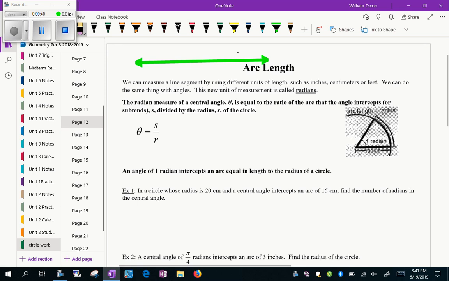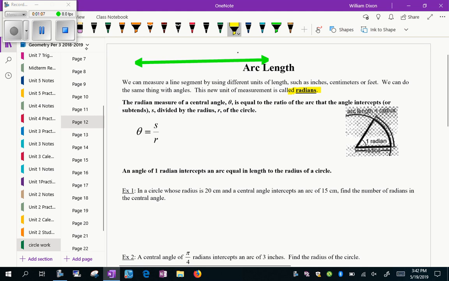Well, we've been talking about circles and we've been talking about angles. Well, there's a different way that we can talk about the angle of a circle, or the measurement of the angle of a circle. And that's going to be radians. Now, just so you know, you are going to be dealing with radians for a very long time in your math lives, and that's a good thing. So let's talk about the radian.